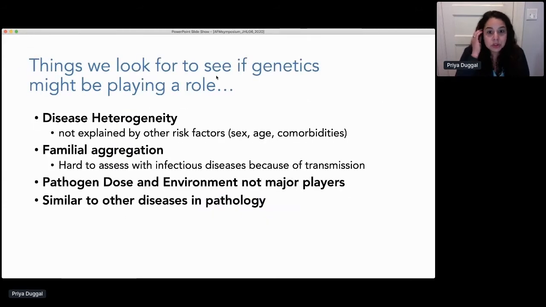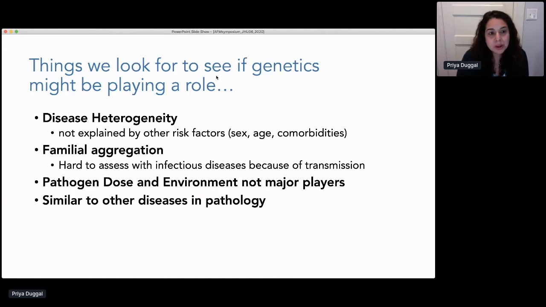So the things that we do to look to see if genetics might be playing a role, just off the surface, looking at the epidemiology of disease, is to see if there could be some disease heterogeneity that's not explained by other risk factors, so not explained by things like sex or age or comorbidities. If there's familial aggregation, so if we see a specific disease aggregating within a family, and you can imagine that for something like cardiovascular diseases or cancer. But this is a little harder to assess with infectious diseases because of transmission, because we also know that things transmit within a family. But we'll talk about some examples of the way that we can do that.